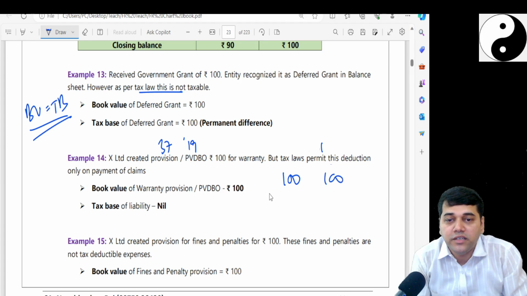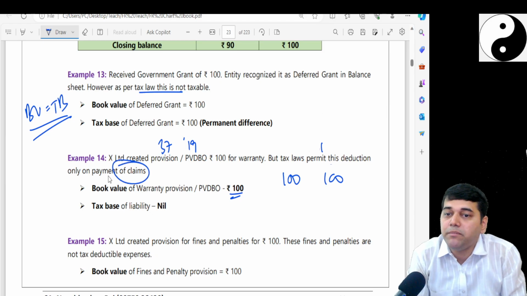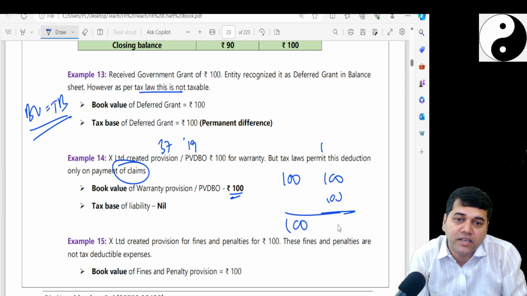Okay. Did you claim this? You made a provision. Did the income tax department allow it? No, they said, I will allow you the provision only on a claims basis. That means they asked you to reverse this. So at the end, the book value is 100, tax base is 0.